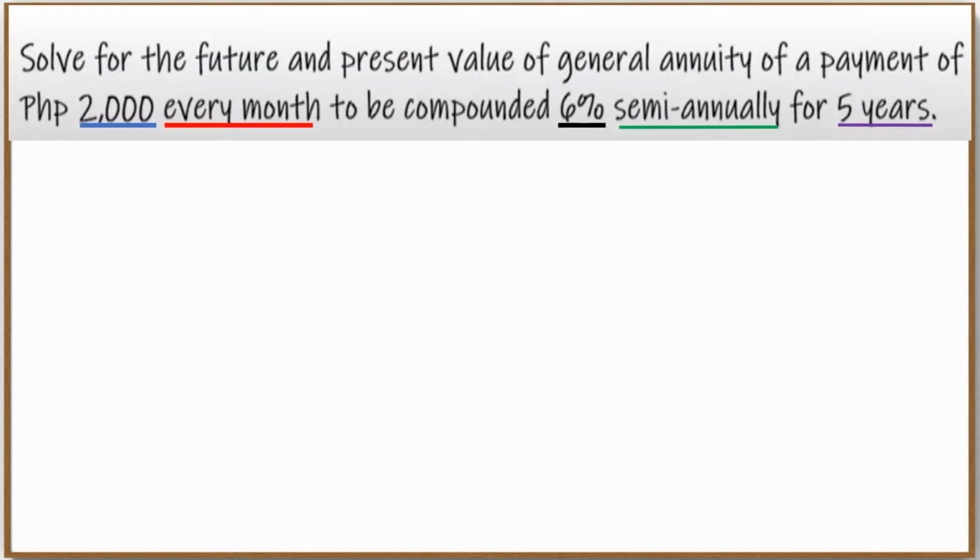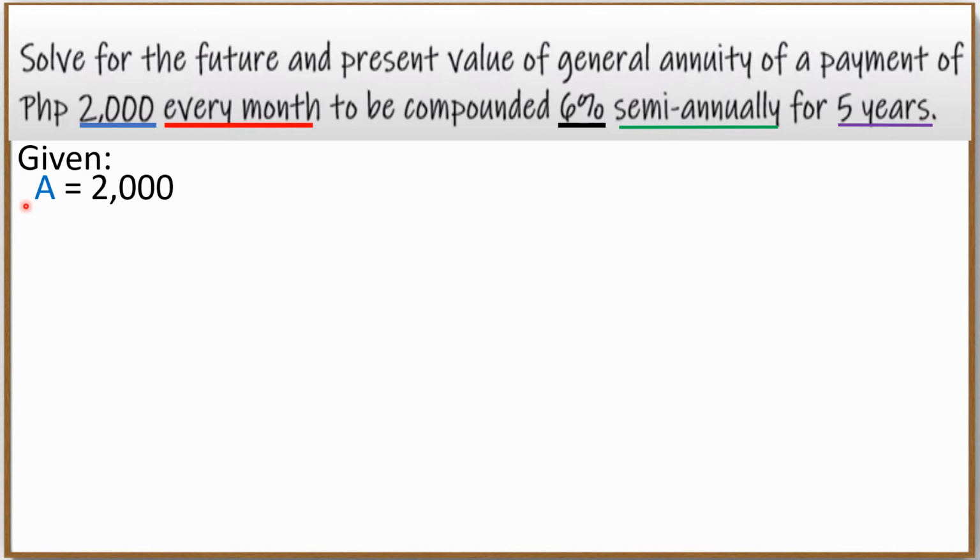Now let us have an example. Solve for the future and present value of general annuity of a payment of 2,000 every month to be compounded 6% semi-annually for 5 years. So as you see, class, this is an example of general annuity because our payment period is different from the compounding period. Our payment period is every month, but the compounding period is semi-annually.